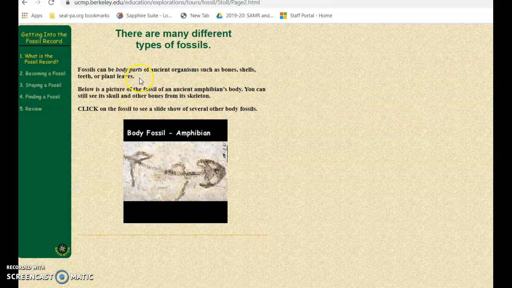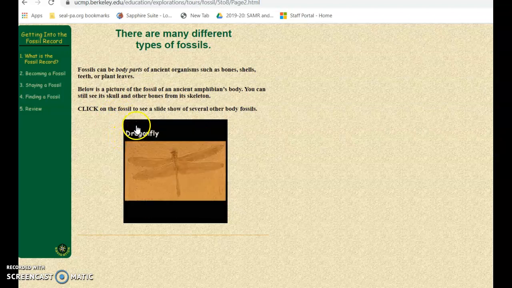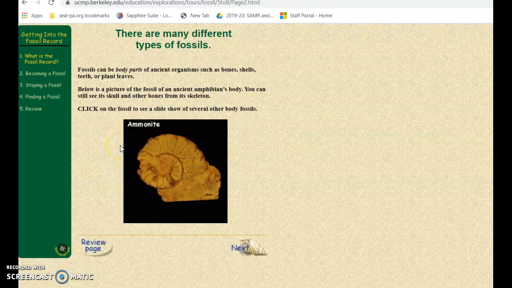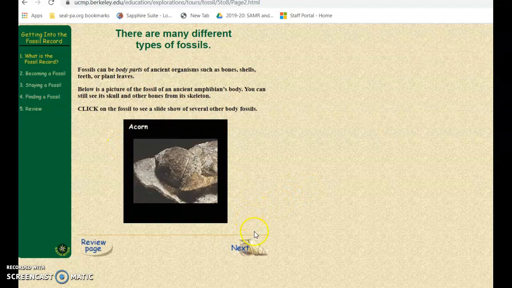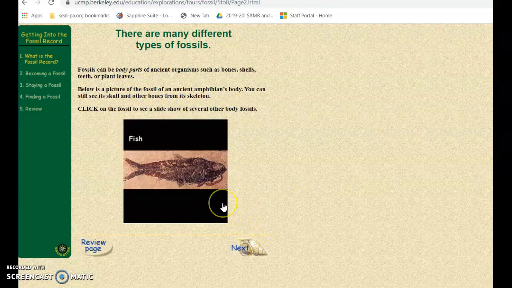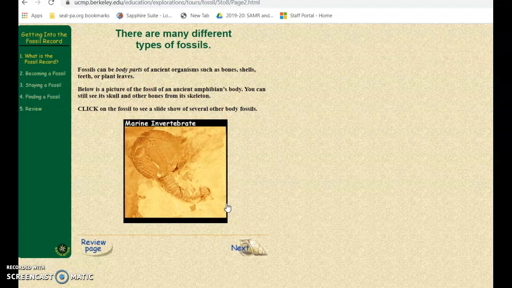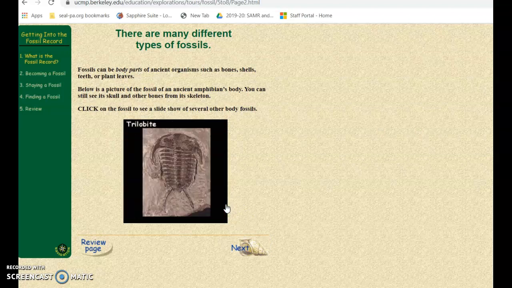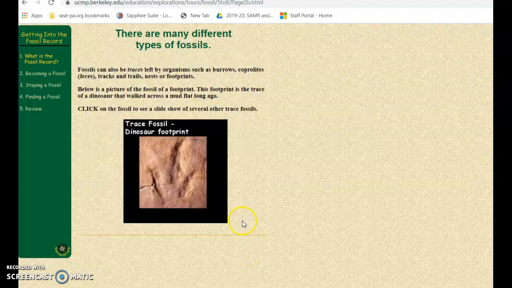Fossils can be body parts of ancient organisms such as bones, shells, teeth, or plant leaves. Below is a picture of the fossil of an ancient amphibian's body. You can see its skull and other bones from its skeleton. Click on the fossil to see a slideshow of several other body fossils. Trilobite, dragonfly, ammonite, plant leaves, acorn, fish, marine invertebrate, baby dinosaur, trilobite again. All right, we're going to go to next.